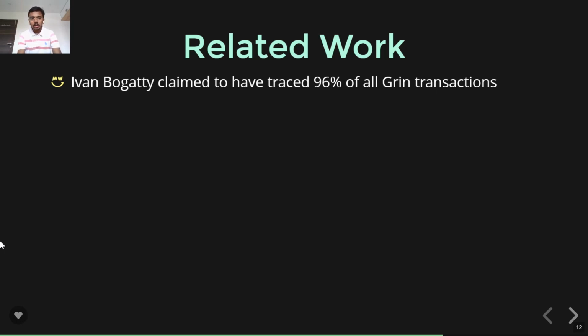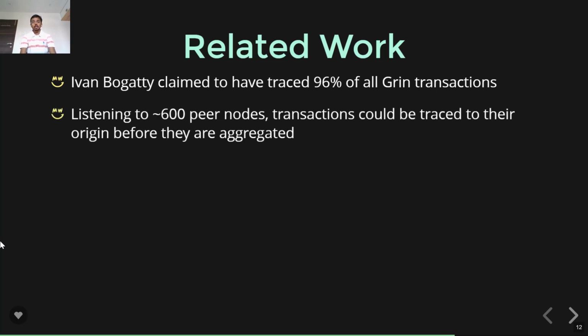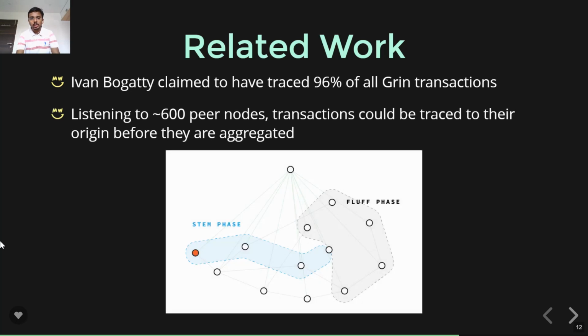So Ivan Bogati has claimed to have traced 96% of all Grin transactions by listening to a lot of peer nodes. The stem phase and fluff phase are two parts of the Dandelion protocol, where the stem phase ensures anonymity of the transaction, and the fluff phase publishes that transaction to all the other peer nodes. So when the transaction reaches the fluff phase, since the super node is connected to many other peer nodes, it is also published to the super node, and therefore transaction aggregation is not possible in such a scenario, and therefore linkability between inputs and outputs can be computed.